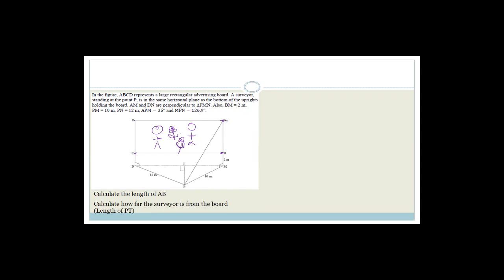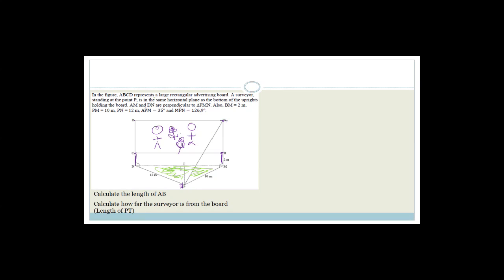Okay, a surveyor stands at point P. So here is a surveyor and he's standing at point P. He's in the same horizontal plane as the bottom of the uprights holding up the board, which means that this bit here must be the ground. So we have a guy standing here looking up to the ends of this big poster, an advertising board.